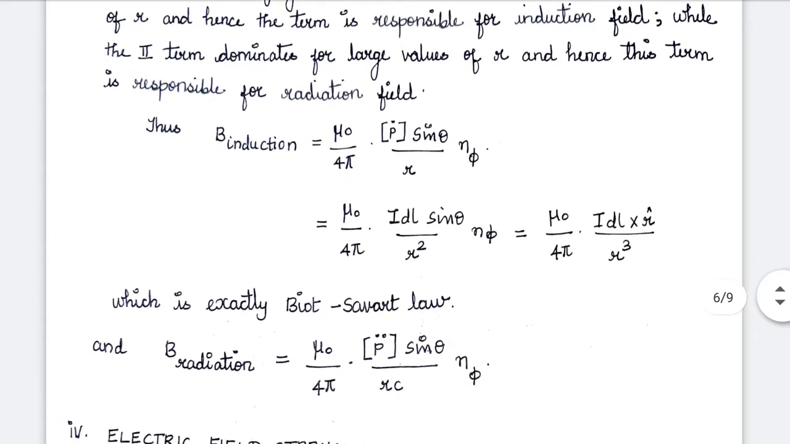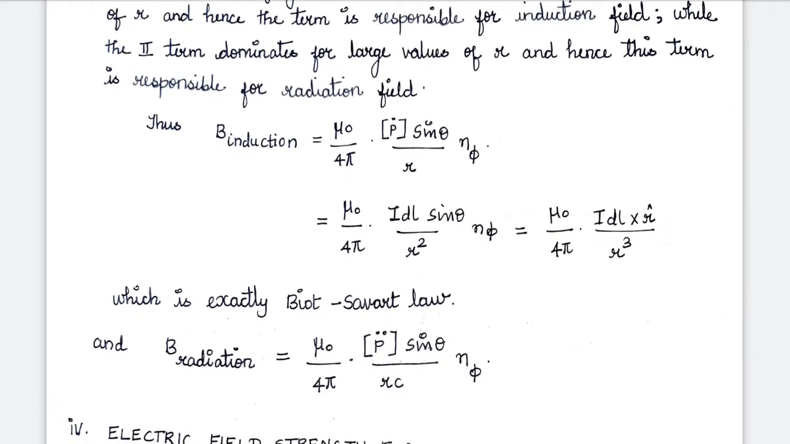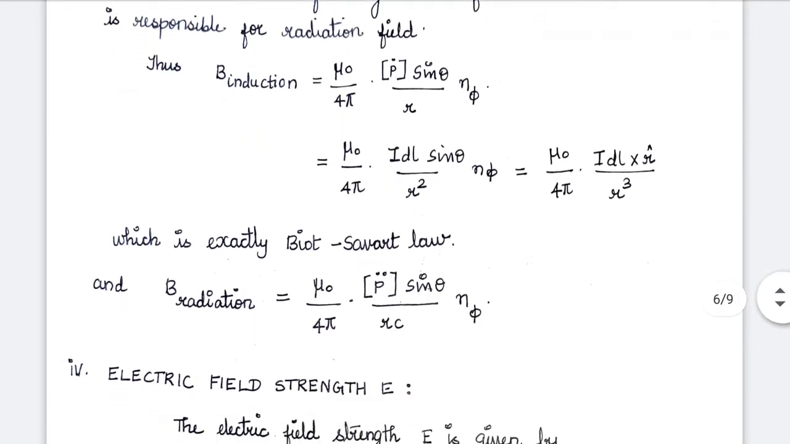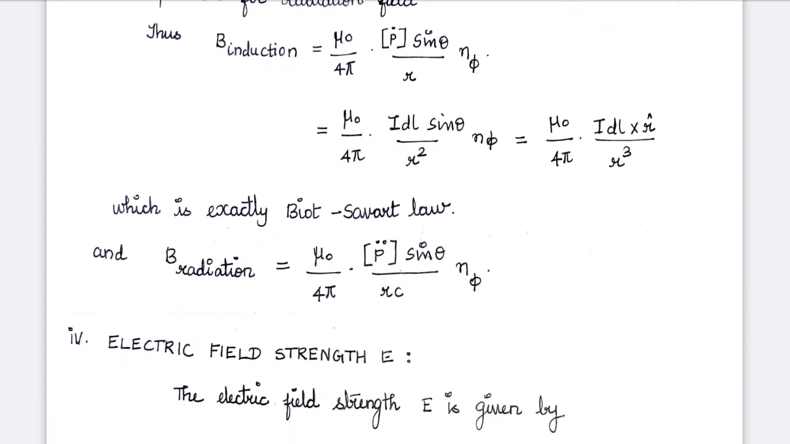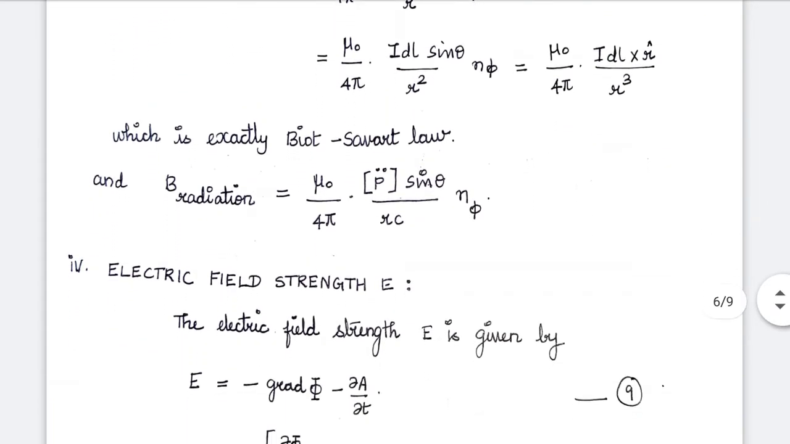So we can write B induction as mu naught by 4 pi p dot sin theta by r square n phi. We have already proved that p dot is equal to the current element I dl. So this simply reduces to mu naught by 4 pi I dl cross r cap by r cube, which is nothing but the famous Biot-Savart law. And we can write B radiation as mu naught by 4 pi p double dot sin theta by r c into n phi.